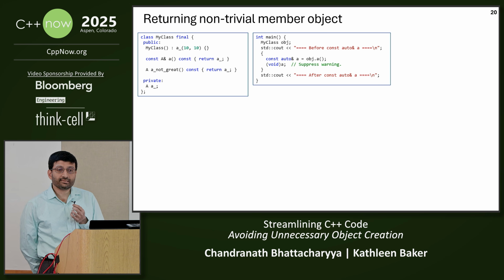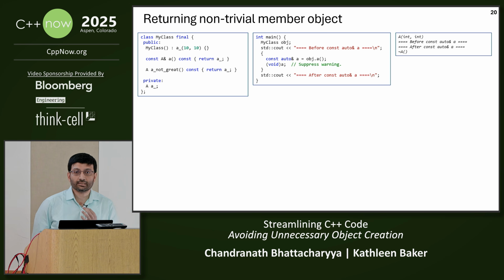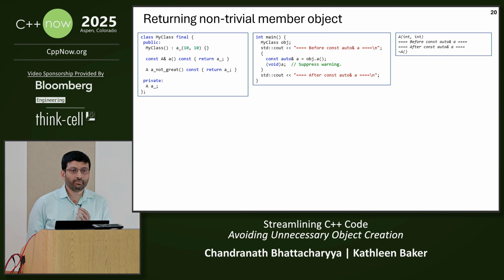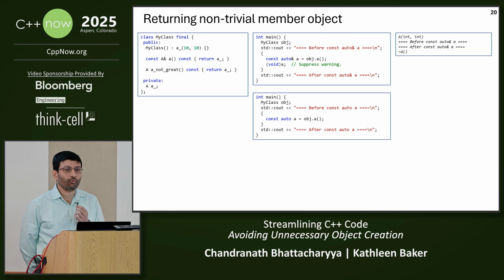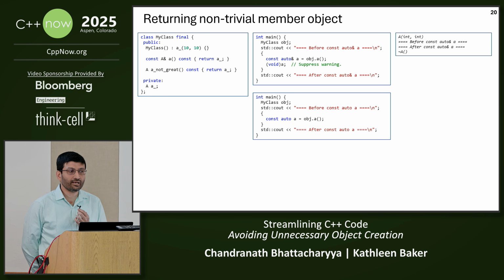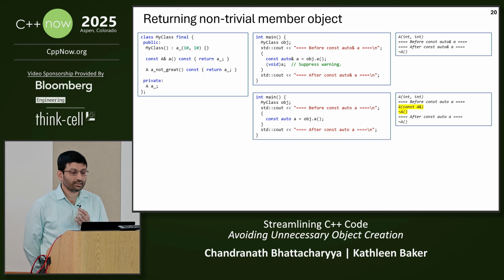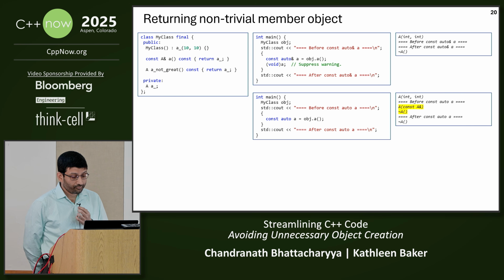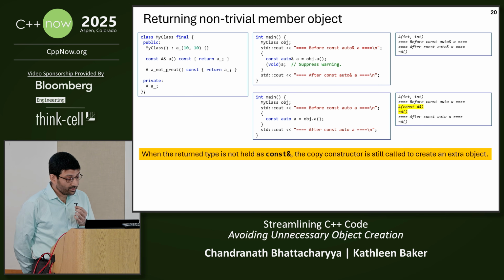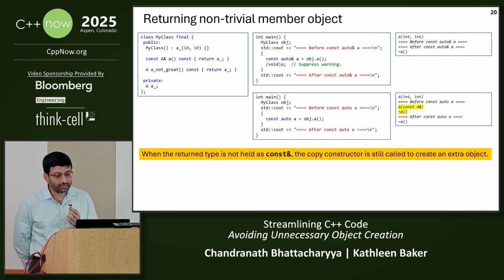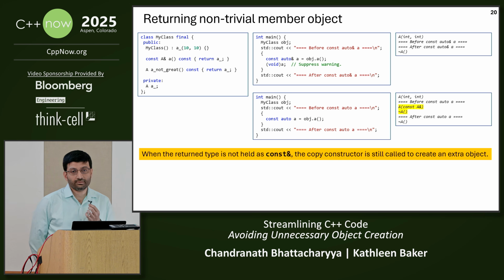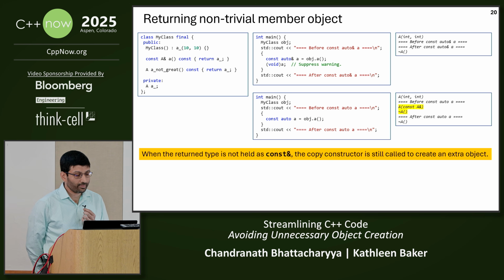So let's take this example, which is supposed to be working correctly. This is the correct code to write, and then make a simple modification like this. So what did I do over here? Instead of holding that value as a reference, I'm just holding that value as auto. And here's the output. As you can see, when the return value is not held as a const reference, the copy constructor is still called to create an extra object. So be aware of that scenario too.